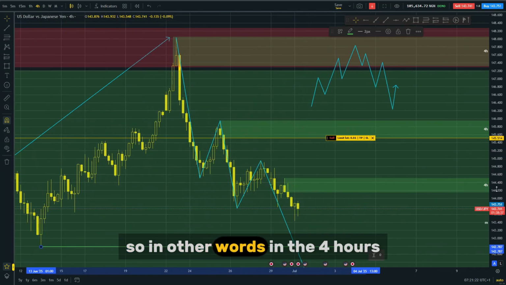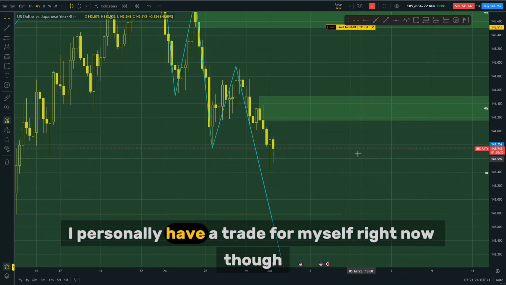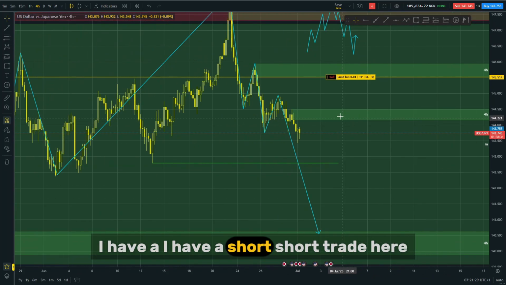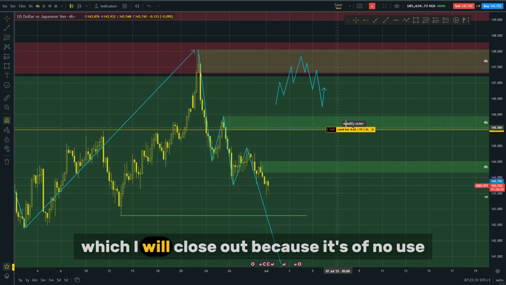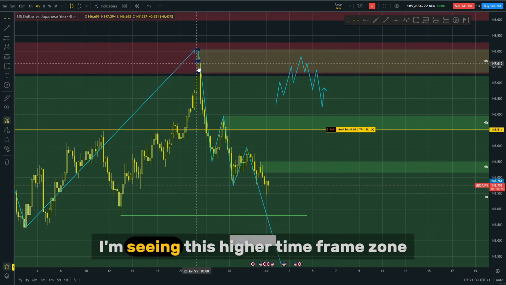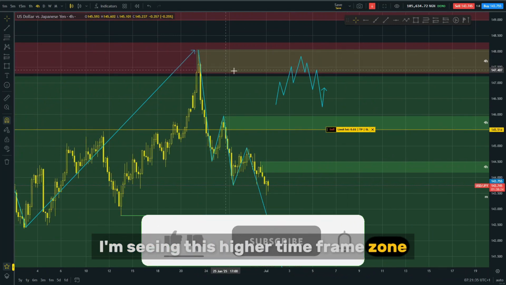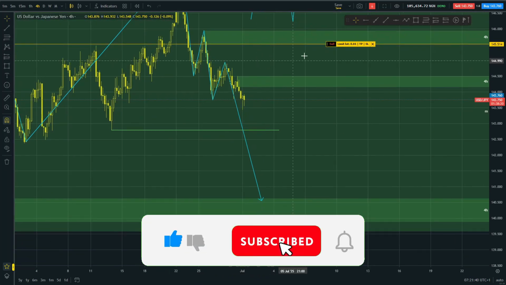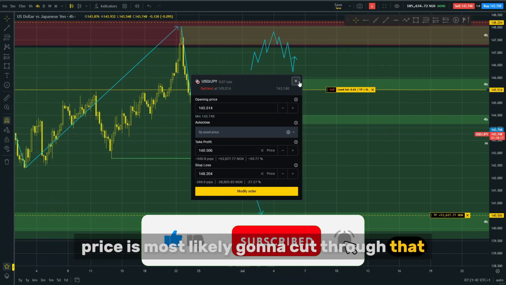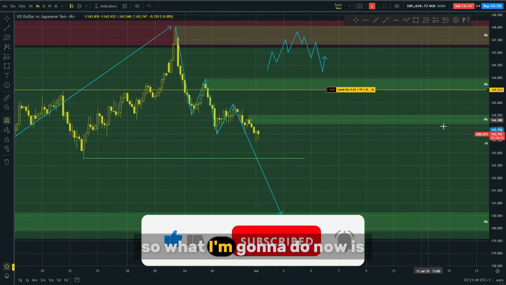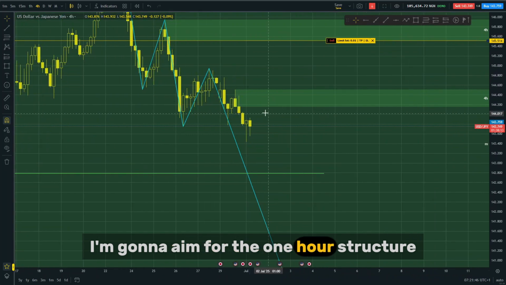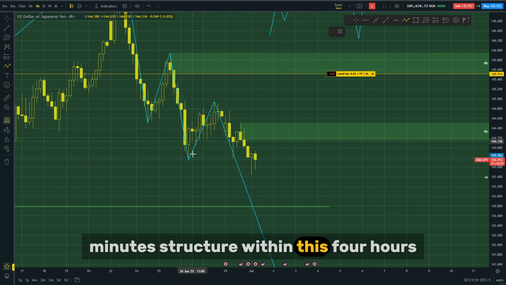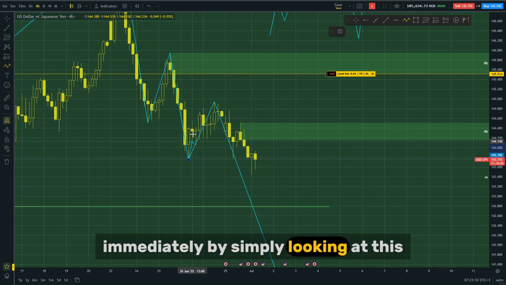So in other words, in the 4 hours, I personally have a short trade right now, which I will close out because it's of no use. I'm seeing this higher time frame zone. When price is returning here, price is most likely going to cut through this. So what I'm going to do now is aim for the 1 hour structure within those 4 hours, and I can even aim for the 15-minute structure within those 4 hours immediately by simply looking at this.